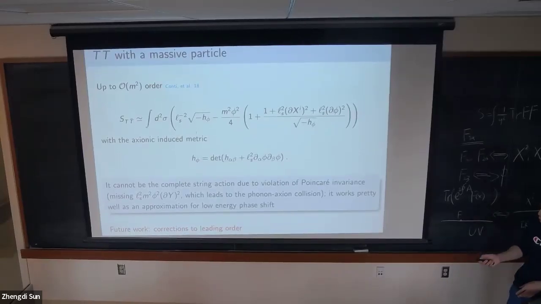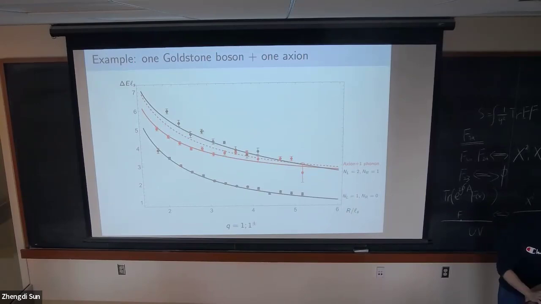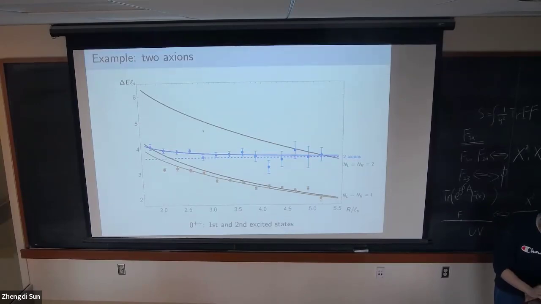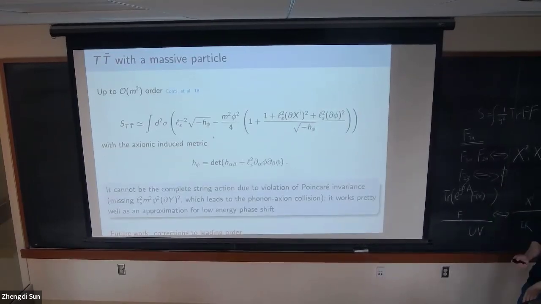So it matches very well with the prediction, because this term does not contribute to the other two cases, where the scattering interactions are described very well by the TT-bar deformation. For one Goldstone boson and one axion, and also the two-axion case, we can see that this term actually vanishes. So in most cases, this term does not contribute. So we do expect the TT-bar deformation to make very good predictions for the string spectrum.